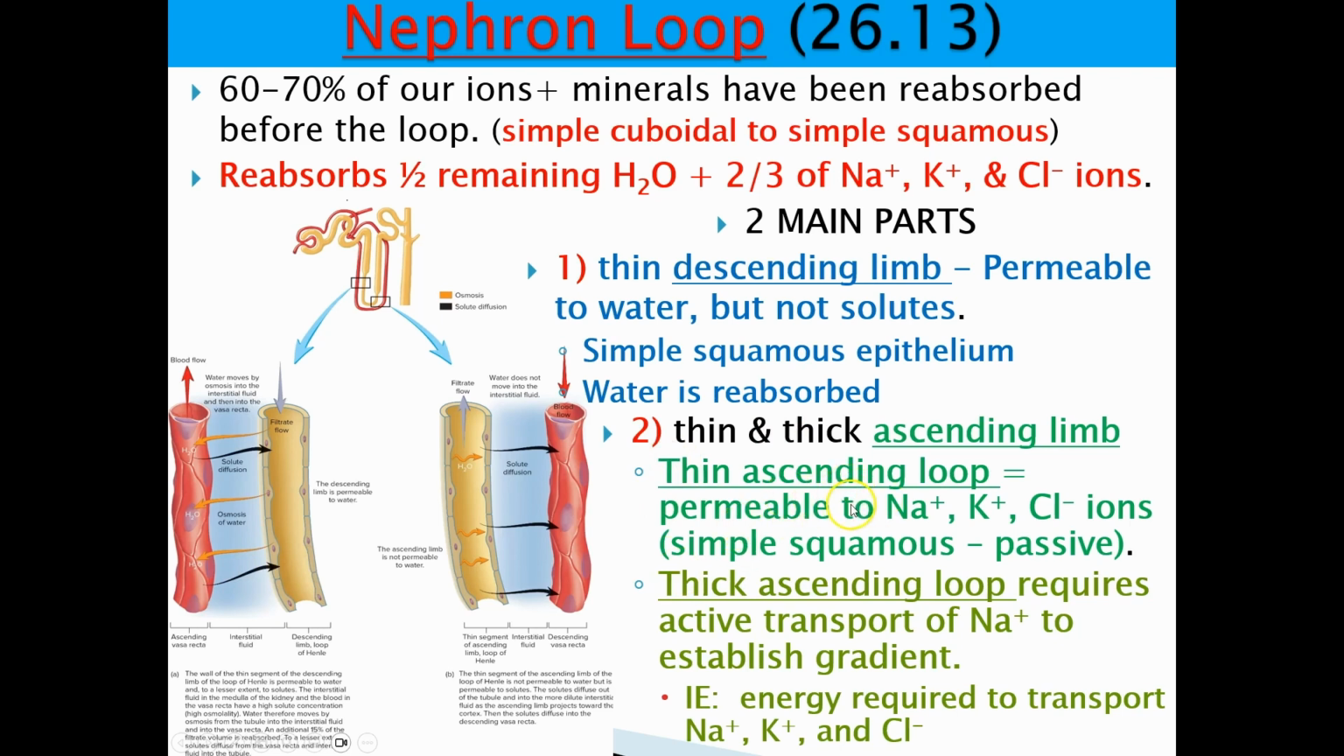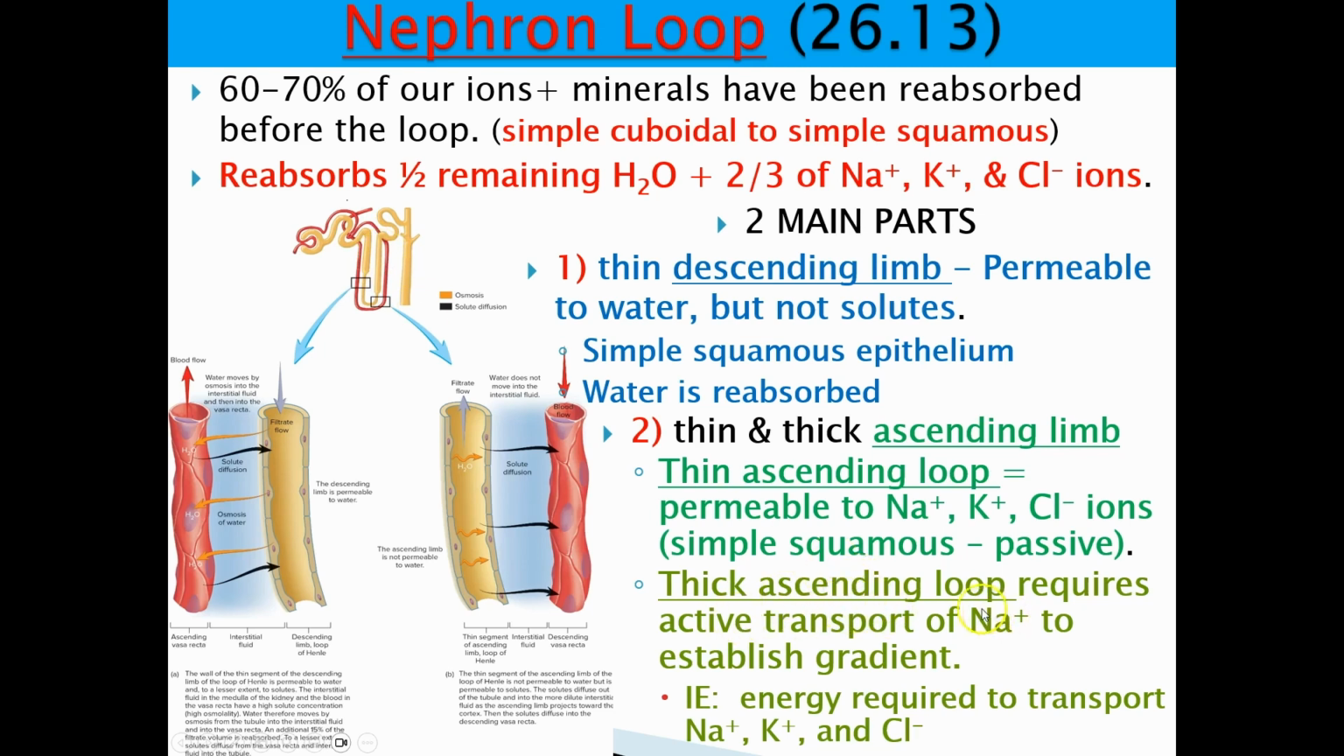Then the ascending loop is where I want you thinking sodium, potassium, and chloride. Now, the thin loop is just passive flow. And you can see, again, they're mentioning the vasa recta. Notice the solutes diffuse out of the tubule and into the more dilute interstitial fluid, because we just passed water into this area. So now that's allowing us to build up solutes. And again, it's because of the countercurrent flow. Notice this is going up and this is going down. So the blood is moving down this way, while the filtrate is moving up.